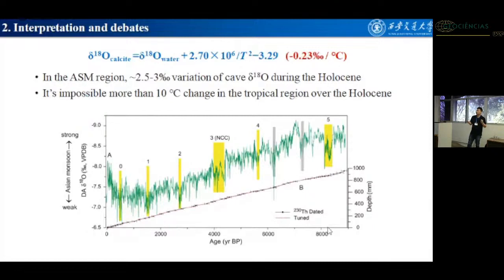So these changes need at least a 10 degree temperature change. But it's impossible to have 10 degree changes in the tropical region over the Holocene. So it means that the calcite delta 18O is dominantly related to the precipitation delta 18O and not the temperature.